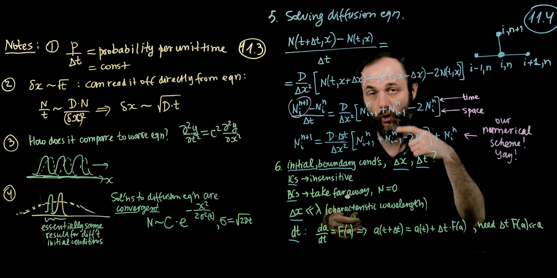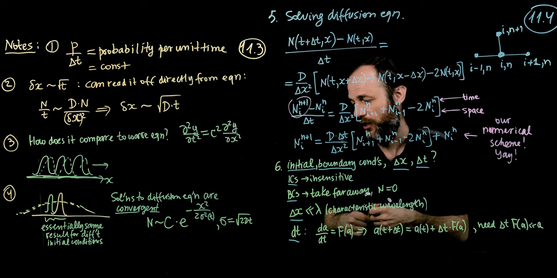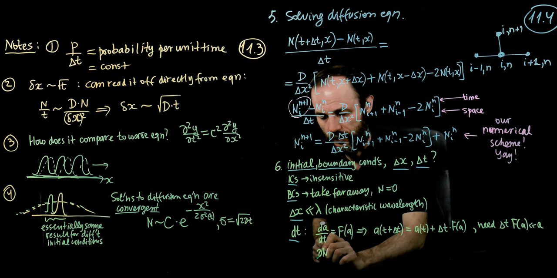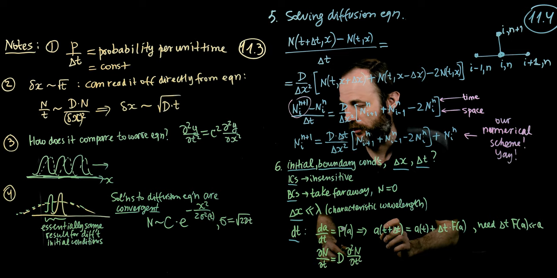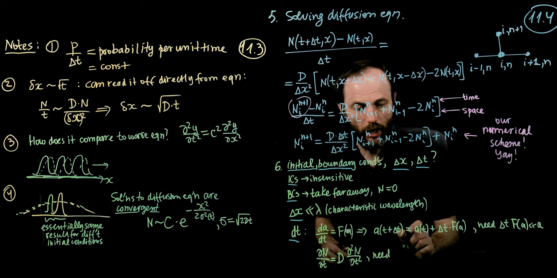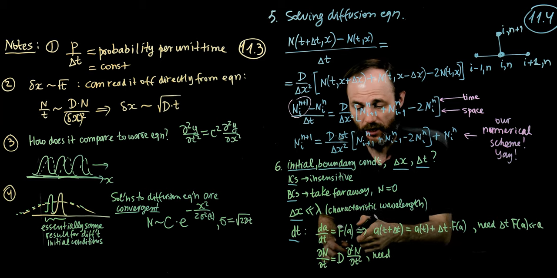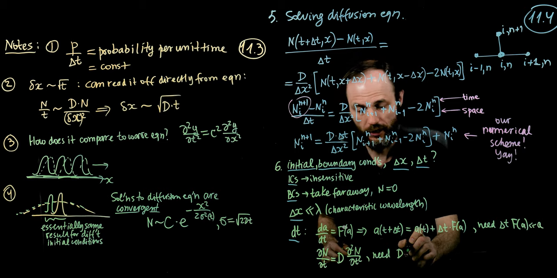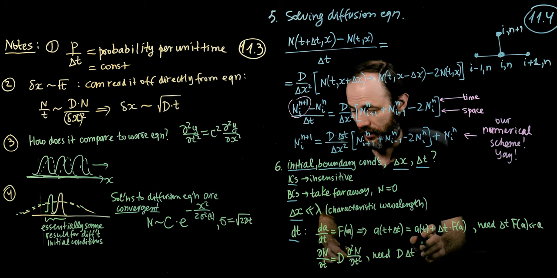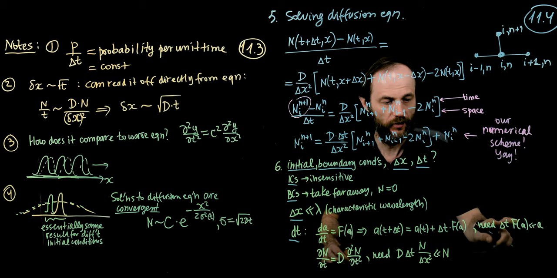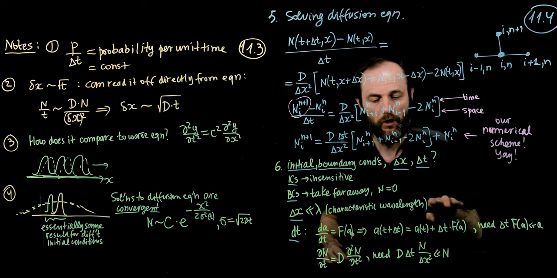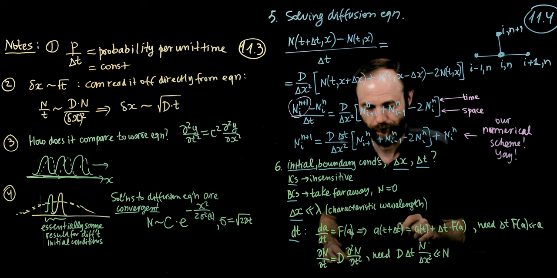So let's now go back to our diffusion equation. In the diffusion equation, we have dn/dt equal to D d2n/dx squared. And so here we will need that D times delta t times n divided by delta x squared is much smaller than n. So this is the equivalent of that statement for the diffusion equation.